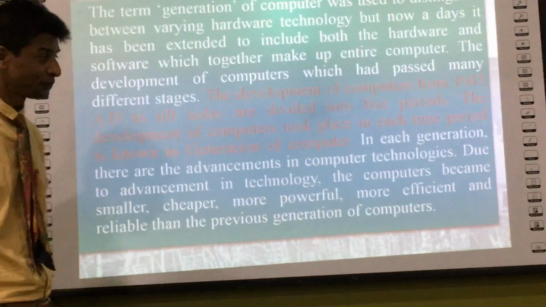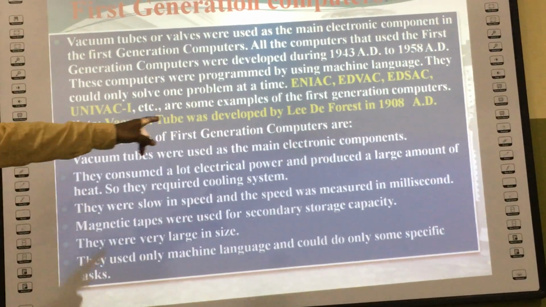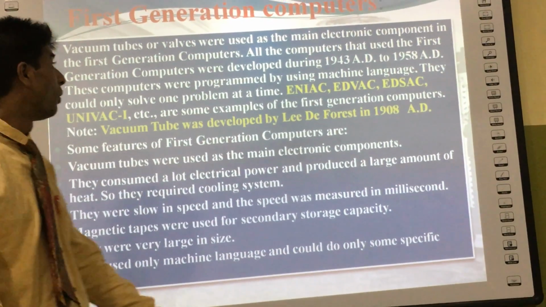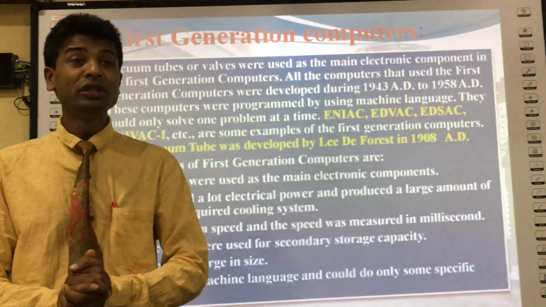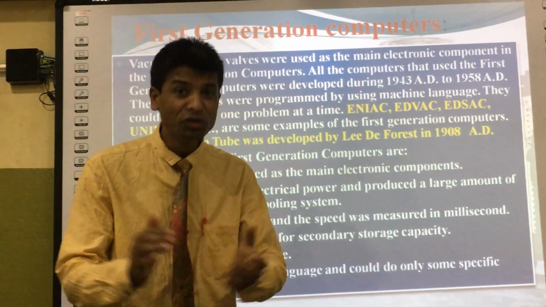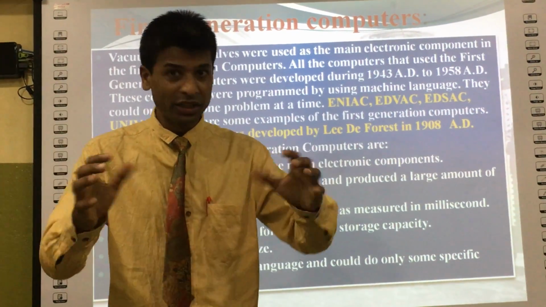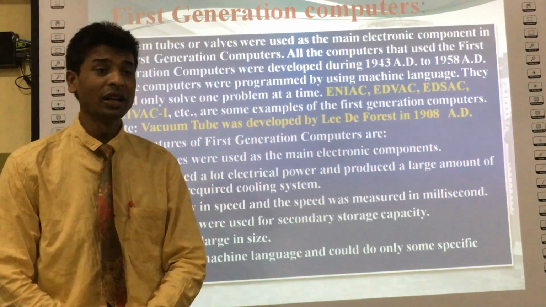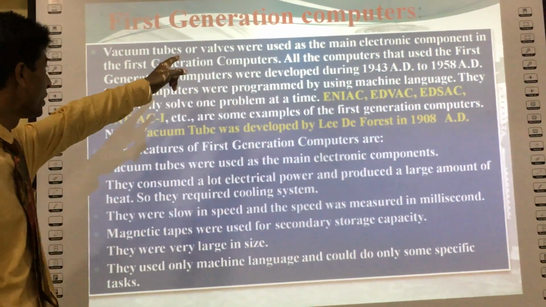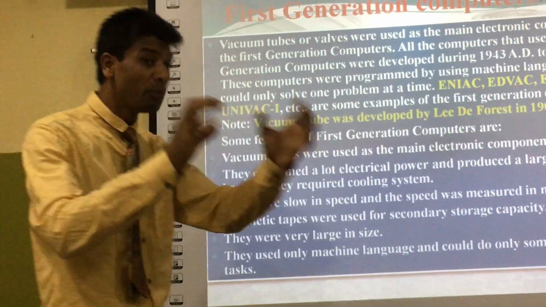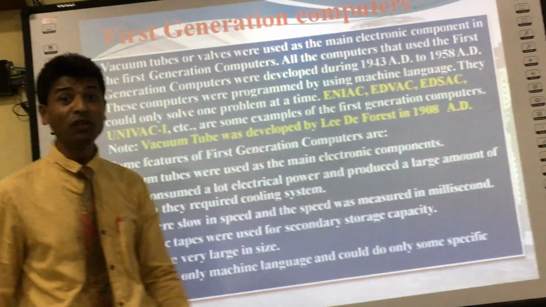Next slide, please. See here, what is a first generation computer? Please note it. In first generation computers, vacuum tubes or valves were used as the main component. Today we use the CPU, Central Processing Unit, or microprocessor, or VLSI, very large scale integrated circuits, as the main component. If there is no CPU or microprocessor, we cannot use the computer. Likewise, in the first generation computer, the vacuum tube was the main component. Computers were developed during 1943.